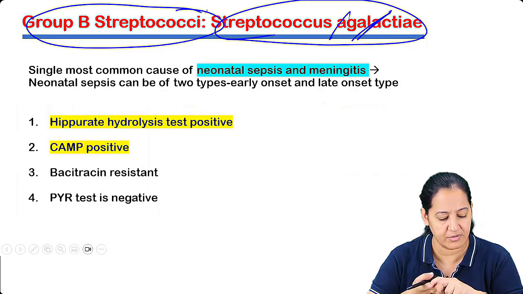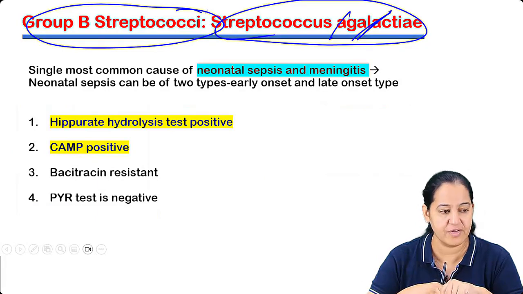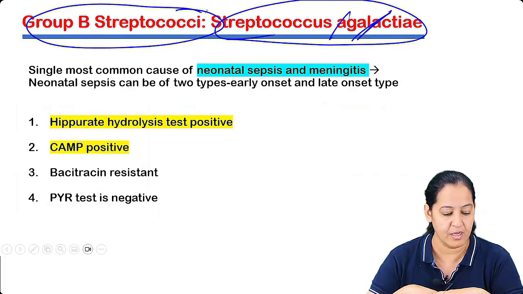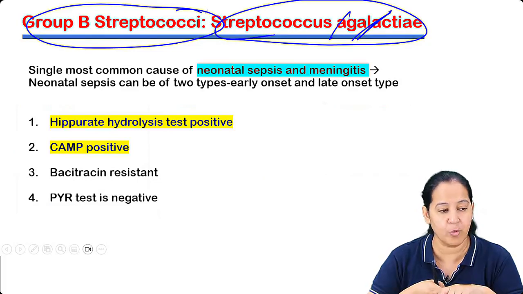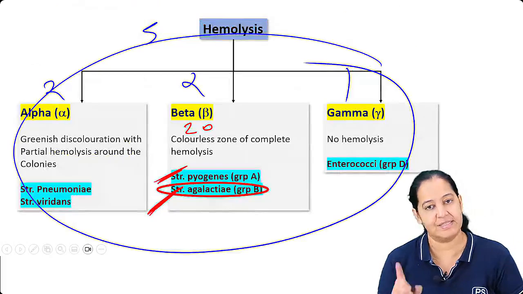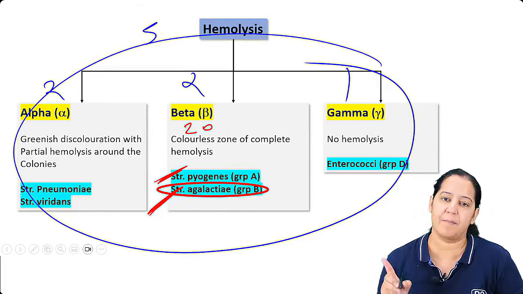Got it? Okay. If it is written, please correct it. Whatever I'm teaching you, it's correct. If there is some misprint in the note, you can correct it. If Streptococcus pyogenes is given as group B, you make it group A. Maybe some typing mistake. Anyways. So group B is Streptococcus agalactiae.